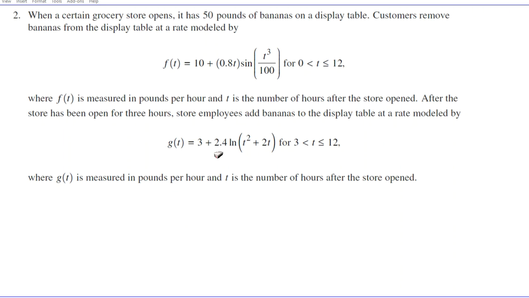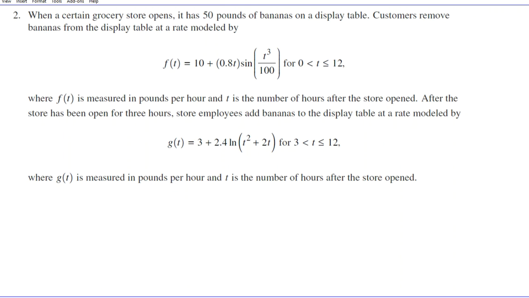After the store has been open for 3 hours, store employees add bananas to the display table at a rate modeled by g of t, highlighted here from the interval 3 to 12. g of t is measured in pounds per hour, just like f of t, and t is the number of hours after the store opened.